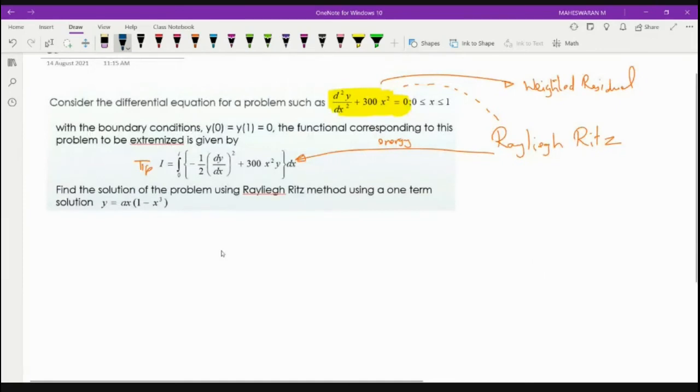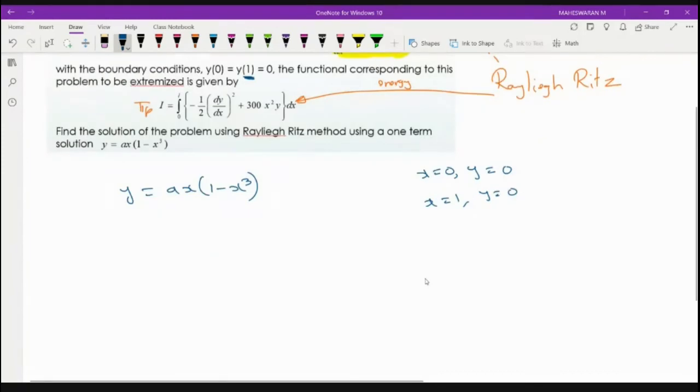They have given the trial function. So my trial function is y is equal to ax of 1 minus x cube. First, let us check whether it satisfies the boundary conditions. When x is equal to 0, y has to be equal to 0. Substitute it. Yes, it is 0. When x is equal to 1, y is equal to 0. Substitute it. Yes, it is also satisfying. So no need to change your trial function. This is my trial function. Now I have to apply this trial function in this potential energy equation.